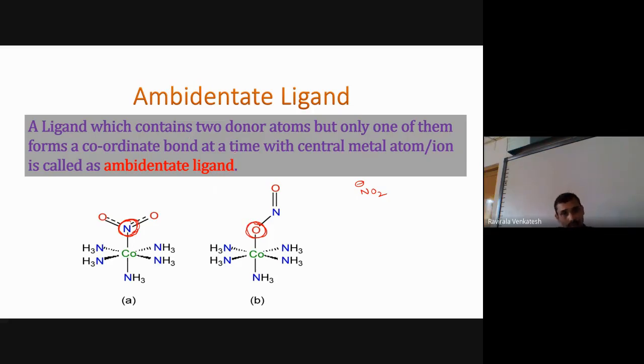So a ligand which contains two donor atoms, but only one of them forms a coordinate bond with the central metal atom, is called an ambidentate ligand. You can also write in the examination that a ligand which can donate from either direction is called ambidentate. So these are ambidentate ligand structures. Monodentate ligands never act as ambidentate, because they have only one donor atom. That is very, very important.